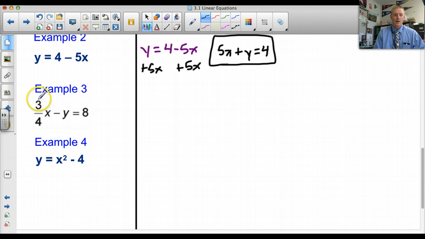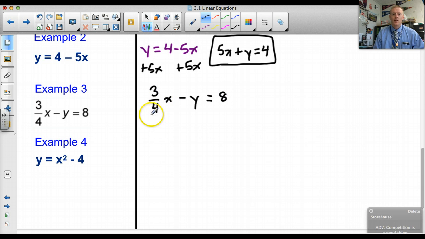This is in standard form, and it is linear because it is in standard form. Example 3, we have a 3/4. We cannot have our x coefficient be less than 1. 3/4 is less than 1. So we need to get rid of this fraction.